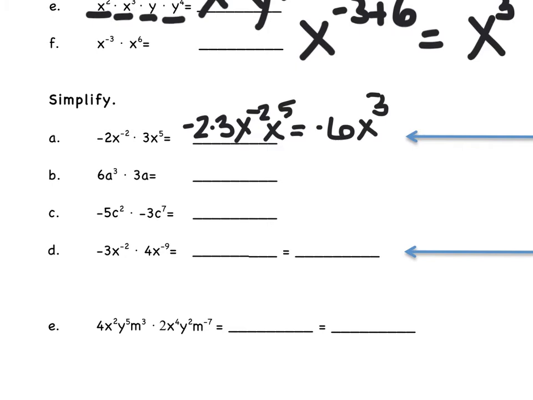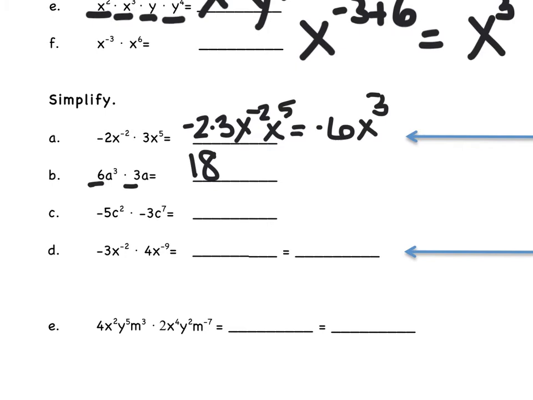Our next one, okay, same thing. And you don't have to keep rewriting it out. You can if it helps make sense of what you'd need to do. But you can go ahead and take your 6 and your 3 and multiply. 6 times 3 is 18.